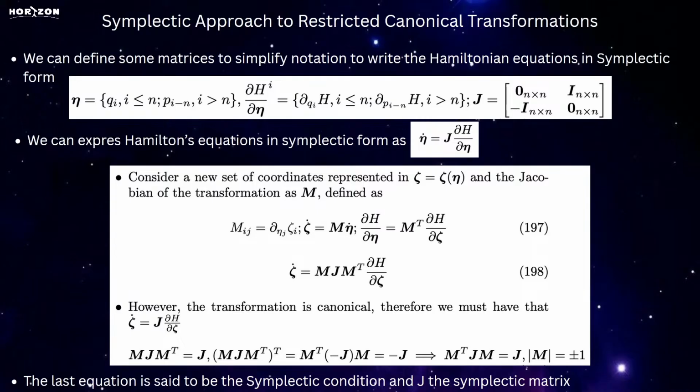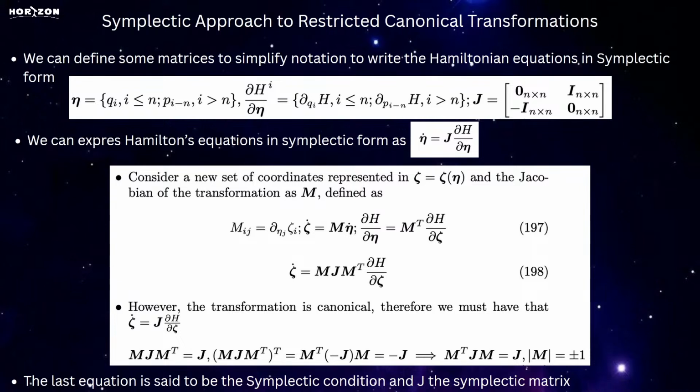Also, what do we define as a canonical transformation? Let's recall. The form of Hamilton's equations of motion must be preserved for a transformation to be canonical. We already know that, and hence zeta dot equals M J M transpose ∂H/∂ζ. This is Hamilton's equation of motion in the new coordinates. This must have an identical form to Hamilton's equation of motion in the old coordinates. This is only true when M J M transpose is equal to J. Now we finally get the condition: M J M transpose is equal to J.